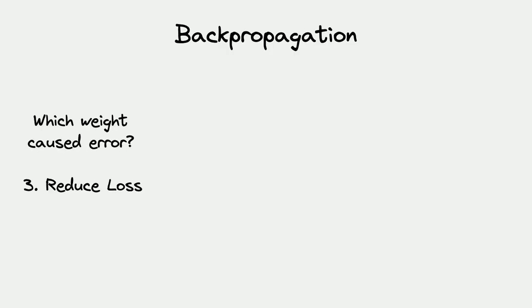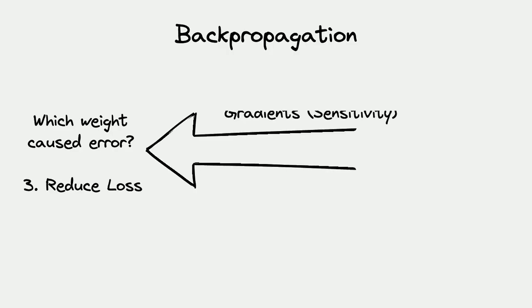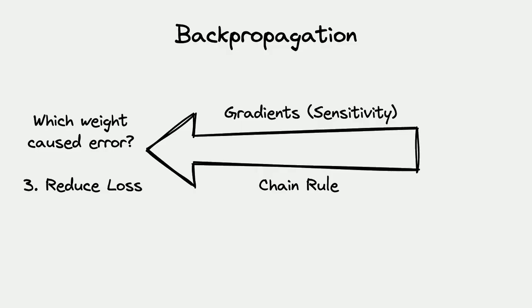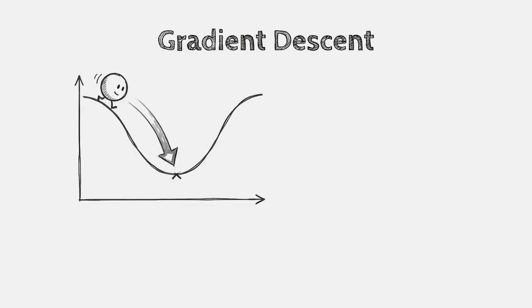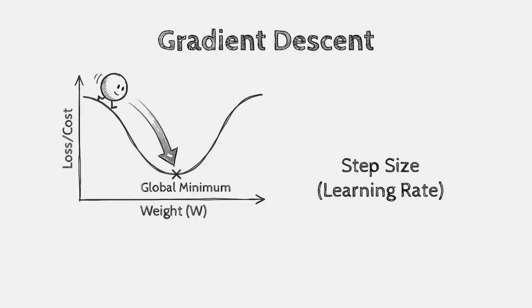The idea is to start at the output layer, see how the loss changes when the output changes, and then propagate that information backward through the network. Using the chain rule from calculus, we compute gradients, which tell us how sensitive the loss is to each weight and bias. Once we have these gradients, we update the weights. We do this using gradient descent. Each weight is nudged slightly in the direction that reduces the loss. The size of this step is controlled by the learning rate.